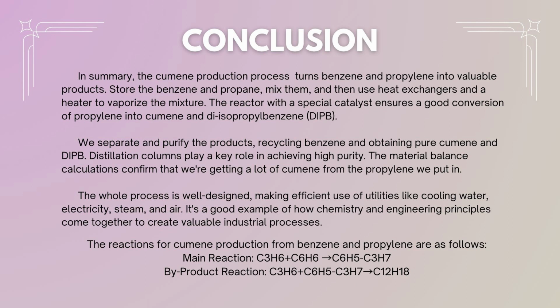So, in conclusion, the cumene production process turns benzene and propylene into valuable products. Store the benzene and propylene, mix them, then use heat exchangers and a heater to vaporize the mixture. The reactor with the special catalyst ensures a good conversion of propylene into cumene and diisopropylbenzene. And then separate and purify the products, recycling the benzene and obtaining pure cumene and DIPB. Distillation columns play a key role in achieving high purity. The material balance calculation confirmed that we are getting a lot of cumene from the propylene we put in. The whole process is well designed, making efficient use of utilities like cooling water, electricity, steam, and air. It's a good example of how chemistry and engineering principles can come together to create a valuable industrial process.